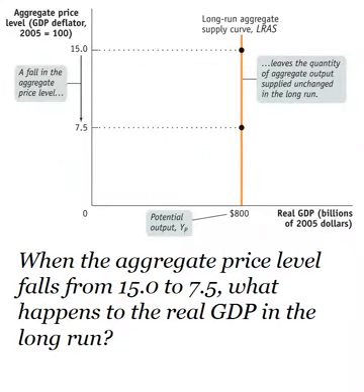In this picture here, aggregate price level is falling from 15 to 7.5. So when APL is 15, you can see it here, and when it's 7.5, we're going from here to here. At 15, what was the real GDP? It is $800 billion. At 7.5, it's still $800 billion. Real GDP is not impacted by aggregate price level in the long run.